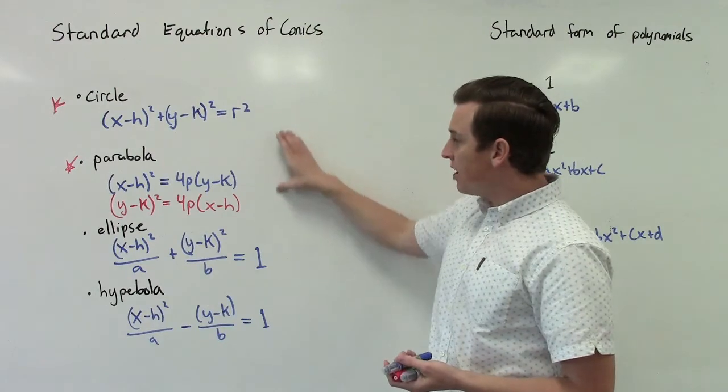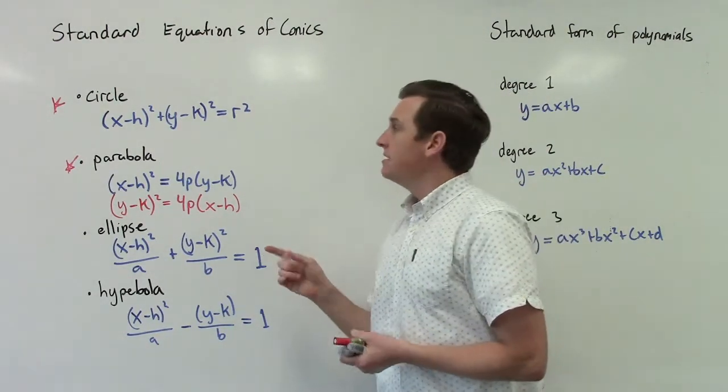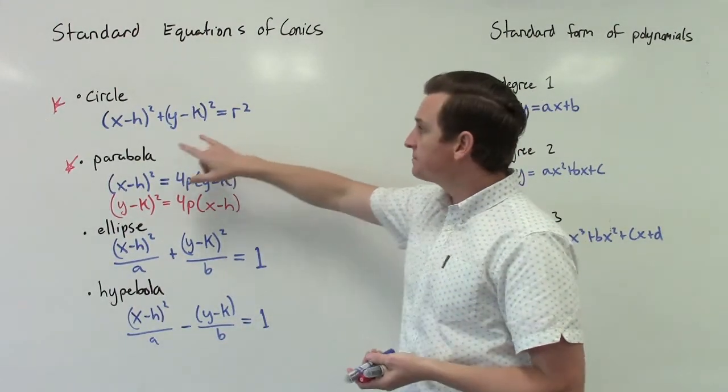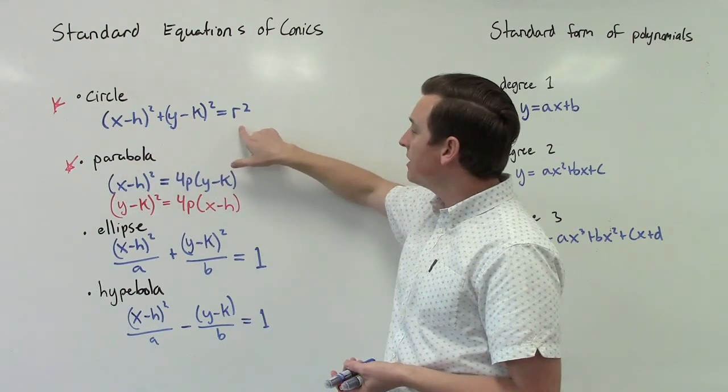But I wanted to take a look at all these equations so you can compare them and see what they have in common. So this is the circle. We just talked about this in the last video as a review. You got this x minus h piece, the y minus k piece, and then you have your r.